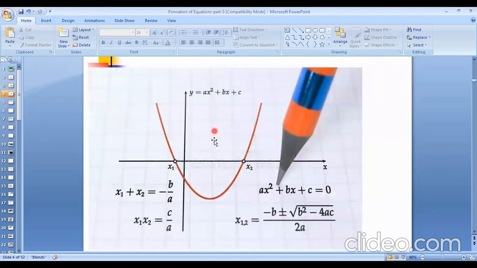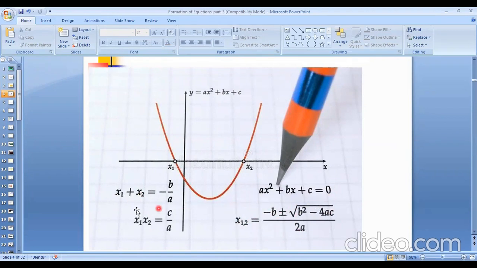So remember it. This is the quadratic equation: x square plus bx plus c equals to 0. You must know how many roots here. Two roots. One is x1, another is x2. So if we consider the first root is x1 and the second root is x2, then the solution will be minus b plus minus square root b square minus 4ac divided by twice a. We can write like this also.